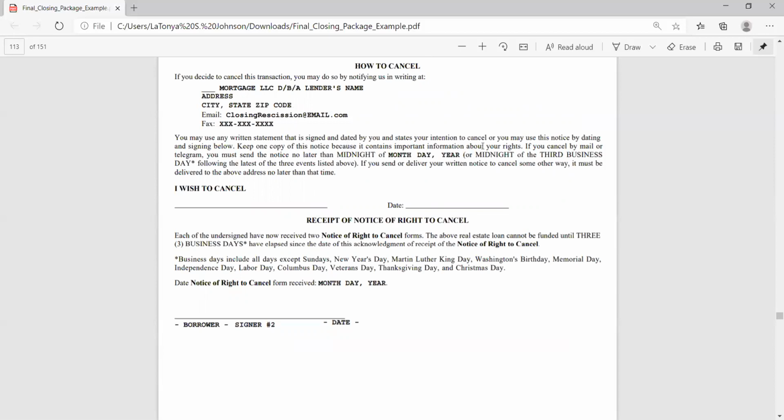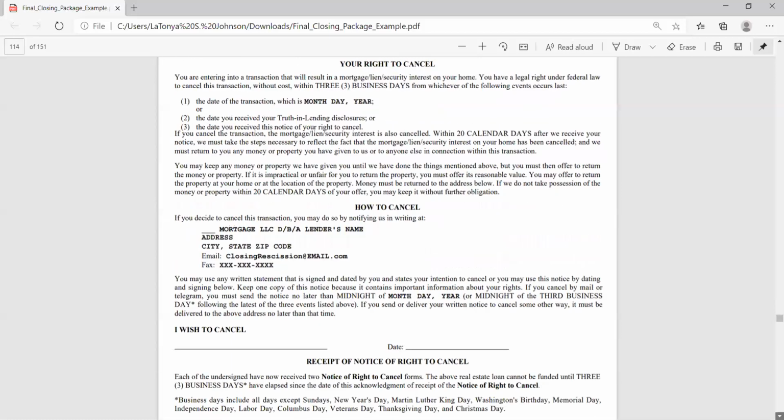Send cancel by mail or telegraph. You must send this letter no later than this month, day, and year, or by midnight of the 3rd business day. And then if they wish to cancel, they send this form in and say, I wish to cancel, sign it and date it. However, at the closing, they just sign their name to say, I have received notice. So they sign and date here. There's going to be another one of these for the other signers.